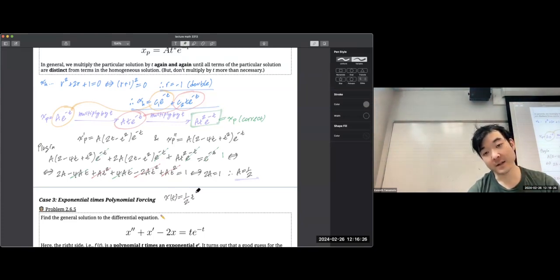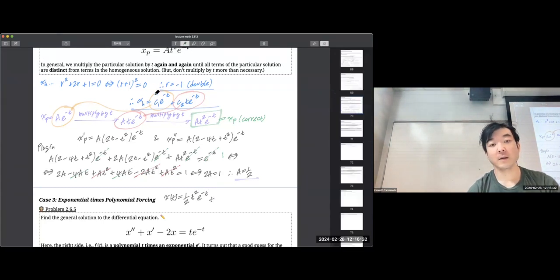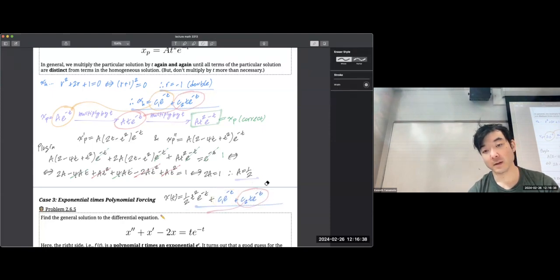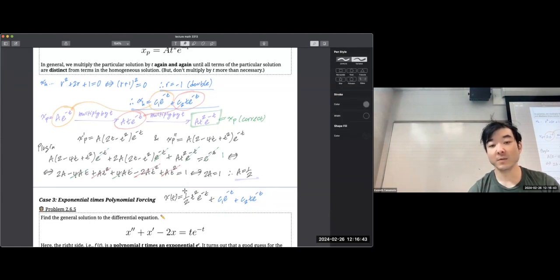So your general solution will be equal to 1/2 t squared e to the negative t plus the homogeneous solution, which I'll just copy and paste from up here. So this is your particular solution, so I'll use purple. And this is your homogeneous solution.